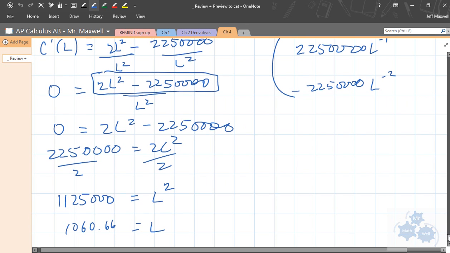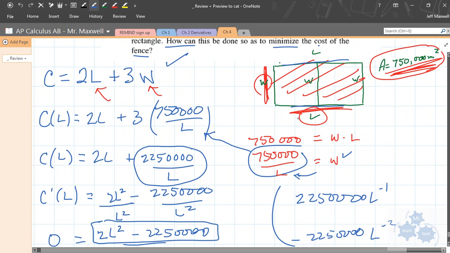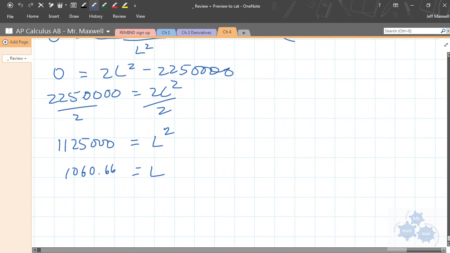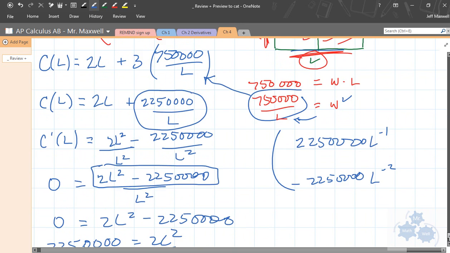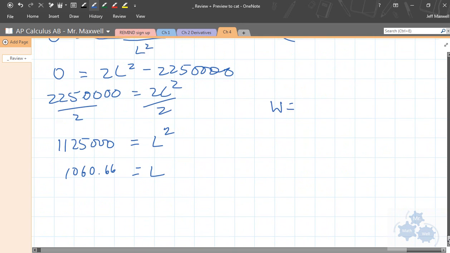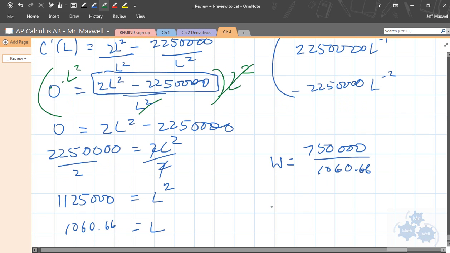And what you have to remember is now you have to go back to your diagram, where L was the length. To find the width you do 750,000 divided by L, and that's the W part that he's using here. So W is 750,000 divided by L, and the width equals 707.11.